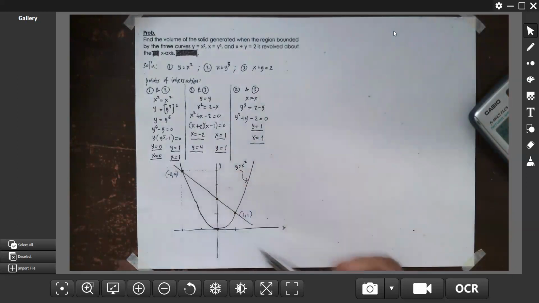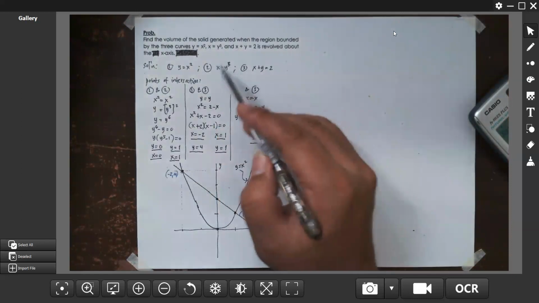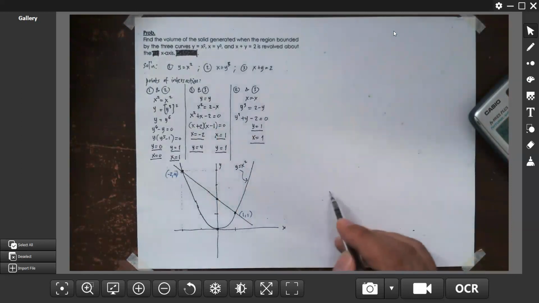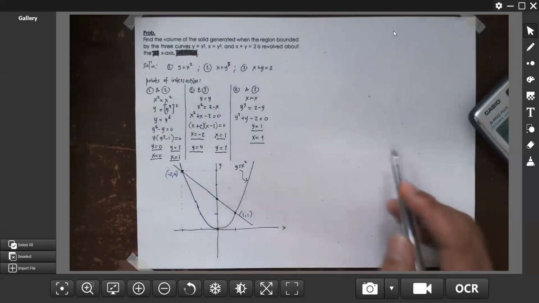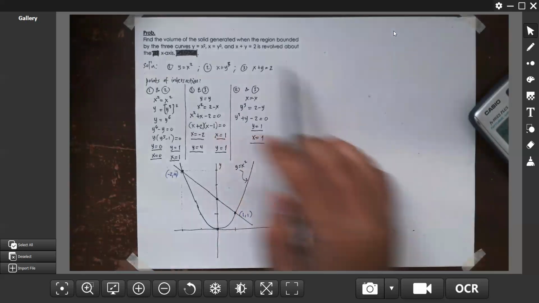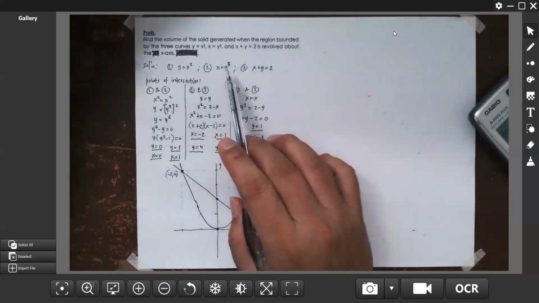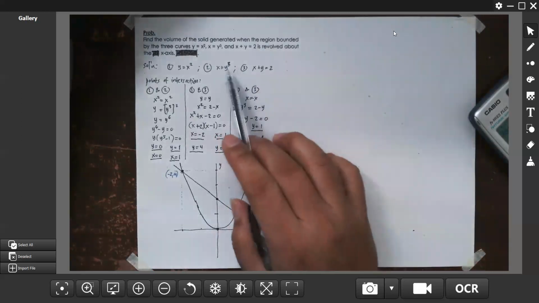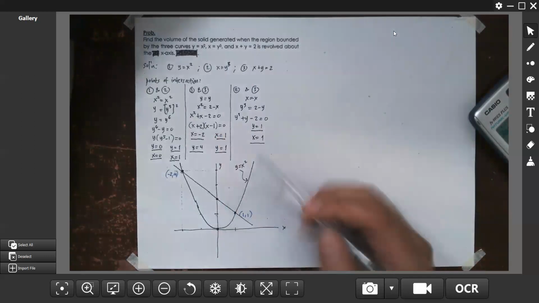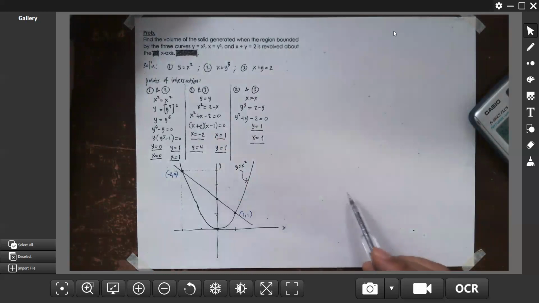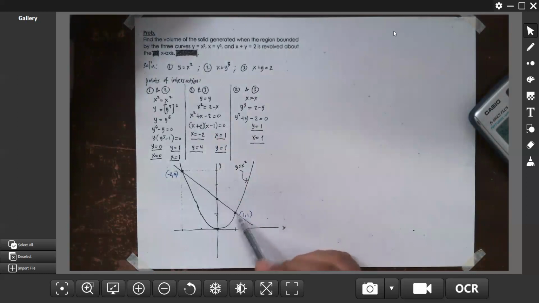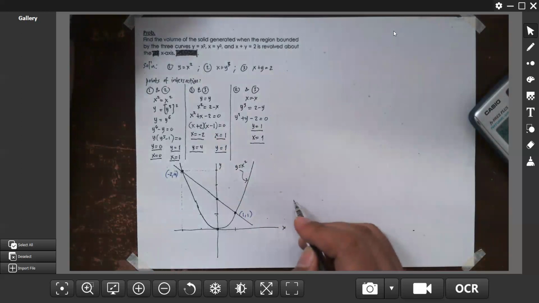This is curve number 1, the parabola, and curve number 3, the line. For curve number 2, the equation x equal to y cubed, the graph is this. If you don't have any idea, you can substitute certain points: when y is 0, x is 0. When y is 2, x equals 8, somewhere here. So if you draw it, it is concave downward, passing through this point and the origin. So let's just estimate, assuming this is the curve.